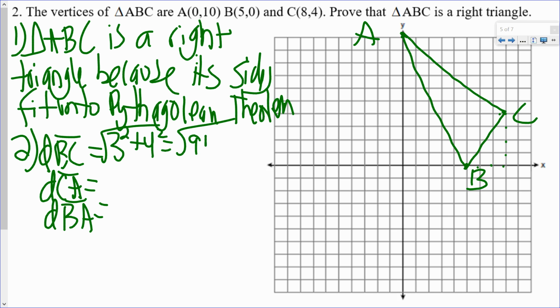That's radical 9 plus 16. That's radical 25. I'm going to leave it as radical 25 instead of making it 5, and you'll see why afterwards.